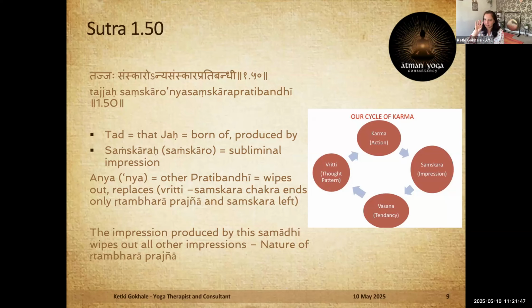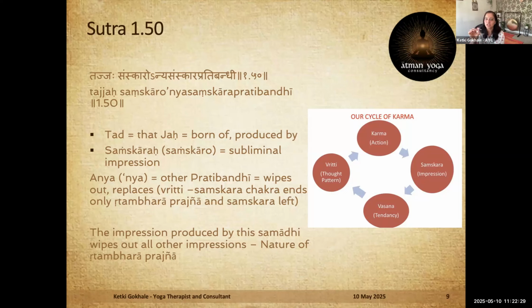If there is a vritti, it's leading to action, karma. Whatever action we do, it has to have samskara, an impression on our chitta. That samskara will lead to certain desires, and those vasanas or tendencies again lead to certain vrittis. So this vritti samskara chakra goes on and on throughout our lives. Birth after birth, we are caught up in this cycle.